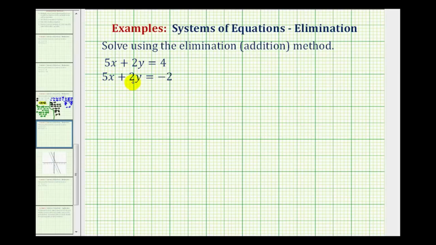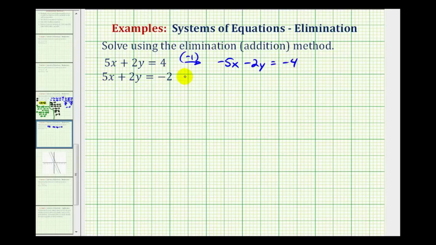So looking at our two equations, notice how both the x terms and the y terms are the same. So if we want them to be opposites, we'd have to have either the x terms or y terms be negative. So let's go ahead and multiply the first equation by negative 1. That's just going to change the sign of every term. So we'd have negative 5x minus 2y equals negative 4.